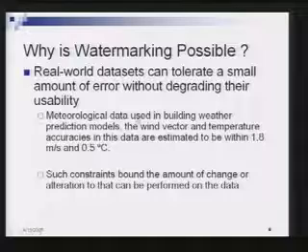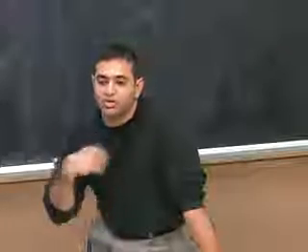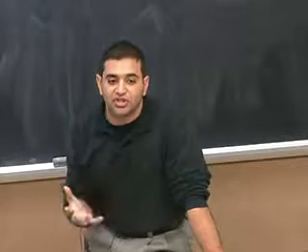In the meteorological data used for building weather prediction models, the wind vector and temperature accuracies in this data can be estimated within 1.8 meters per second and 0.5 degrees Celsius. So this is the amount of error that happens when you measure this data.